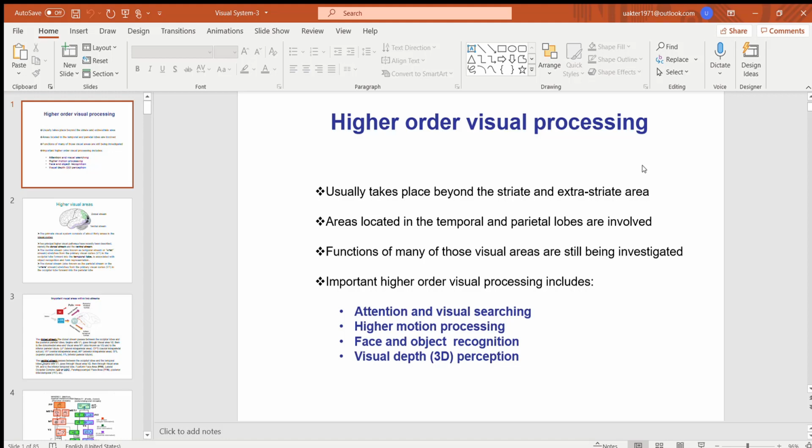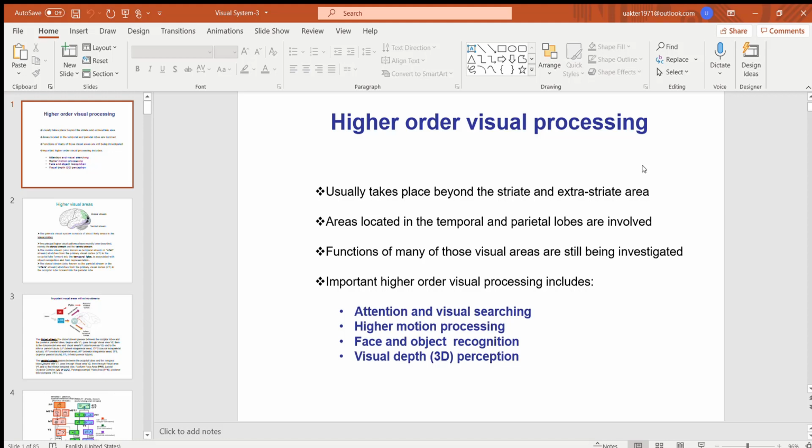And you also know that from V1, the signal goes to V2 and then V3 and then two different streams or pathways. So as the signal goes to higher processing areas, the function becomes more complex and more cognitive functions are involved. That means the higher visual processing takes place in the latter areas.